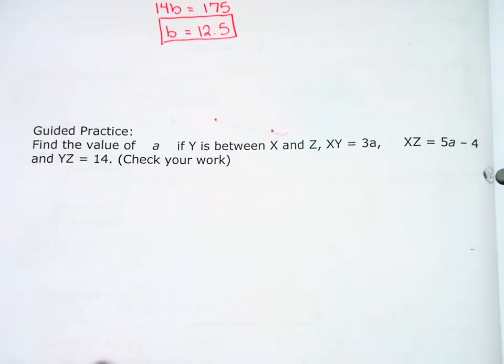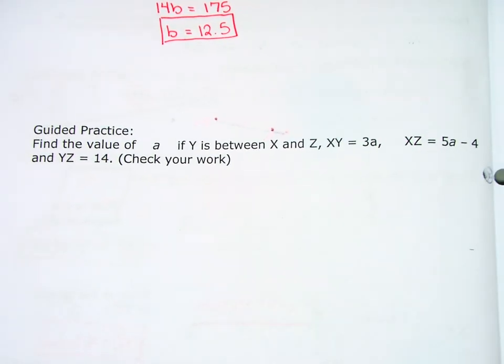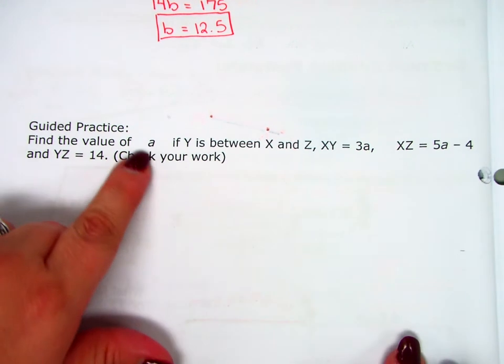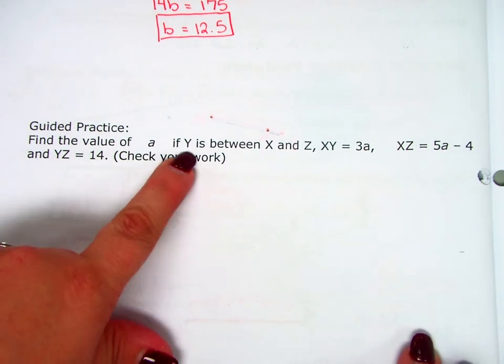Find the value of a. If y is between x and z, xy equals 3a, yz equals 5a minus 4, and yz equals 14. Okay? So let's say you didn't want to draw a picture because you're like, pictures are for silly people, which is not true. I always draw a picture, even when I'm just doing it for practice to get ready for class. But let's say you just don't like to draw. Okay? Find the value of a.